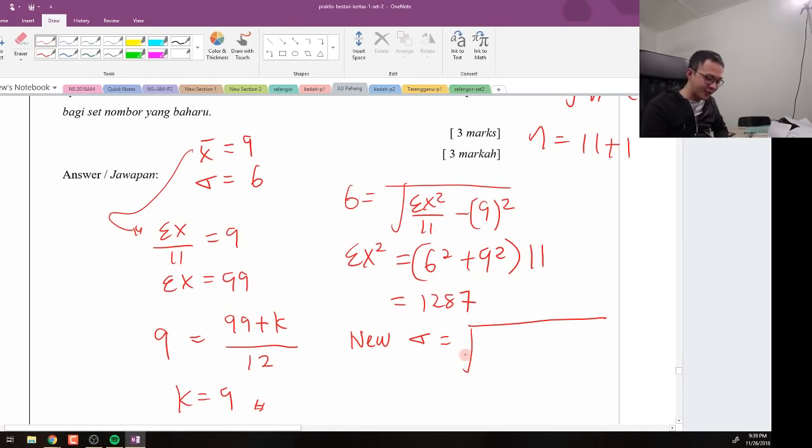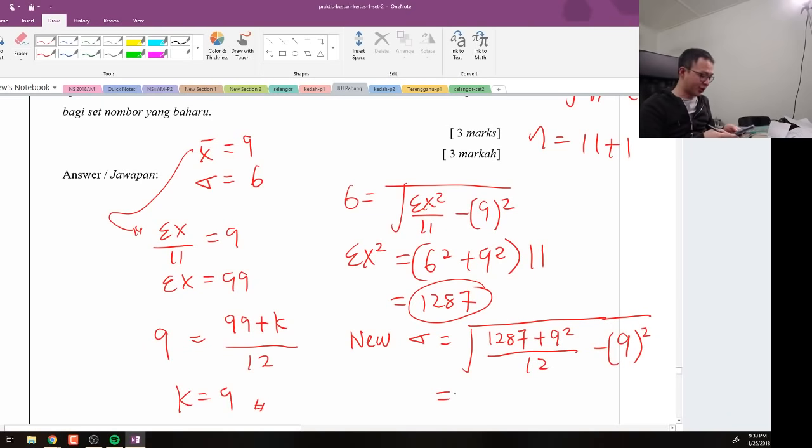Now I want to work out my new standard deviation. I take the square root of sum of x squared over 12 numbers. My new sum of x squared is the old sum of x squared plus k squared, which is 9 squared. The mean remains unchanged, so the mean is still 9 squared. This is how we do this kind of question. So square root of 1287 plus 81, divided by 12, minus 81. I square root my answer. The standard deviation should be 5.759.